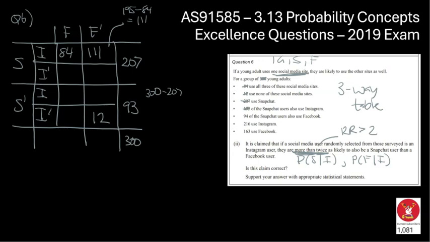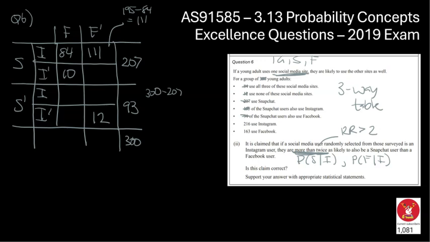94 Snapchat users were also Facebook users. So the Facebook and Snapchat one is going to be 94. And that's really nice because we've got Snapchat and Facebook, so these 2 groups here are going to be 94, which means this one here has got to be 10.